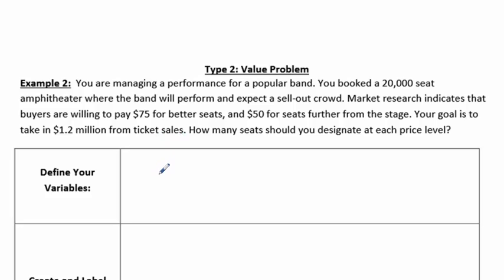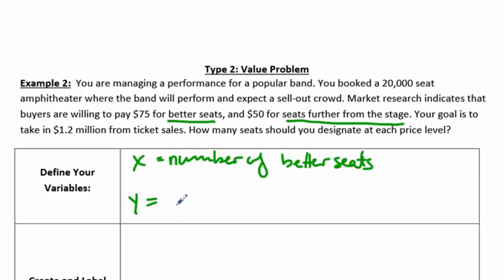So the variables are the things that we're trying to find. In this case, it's going to be the amount of better seats and the amount of seats further from the stage. So let's just use X and Y. So I'm going to say X is going to be the number of better seats, and Y is going to be the number of further seats. I need to declare what my variables mean, especially when I use variables such as X and Y where it's not obvious what X might stand for.